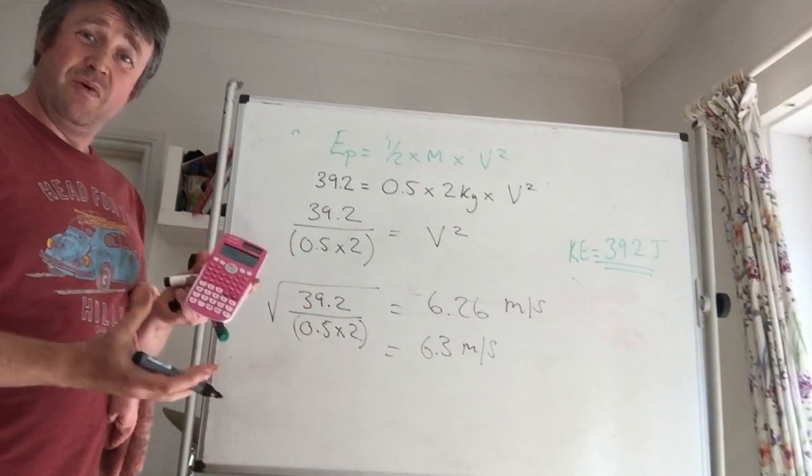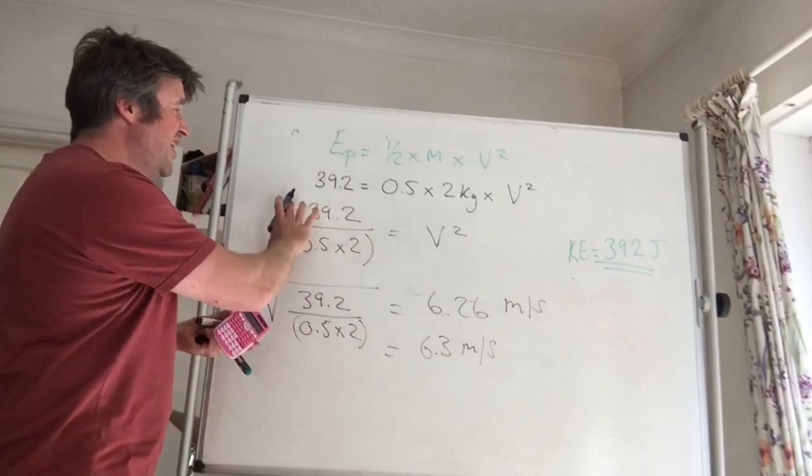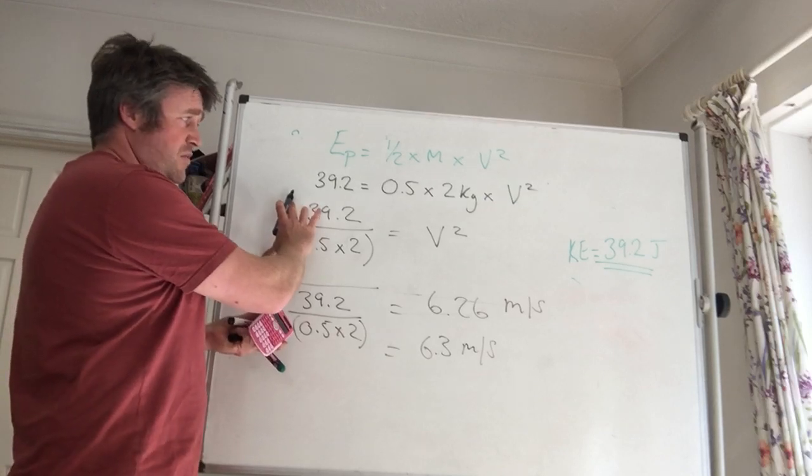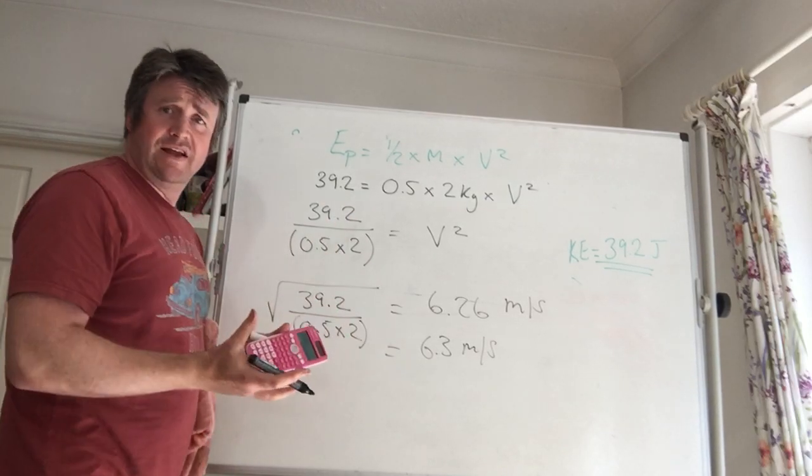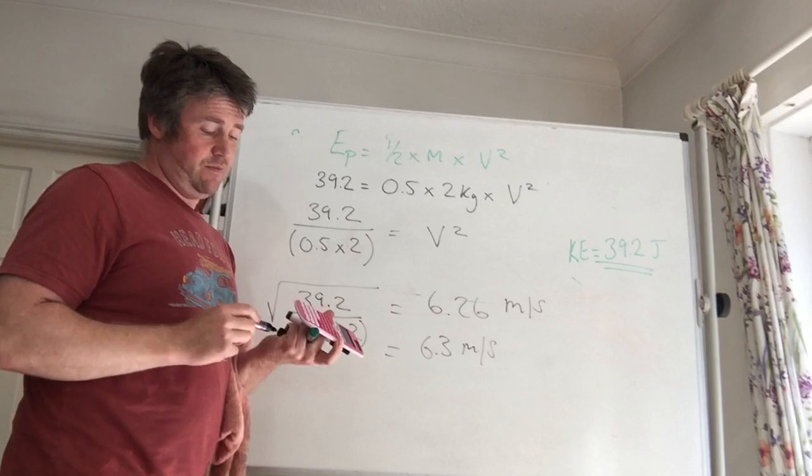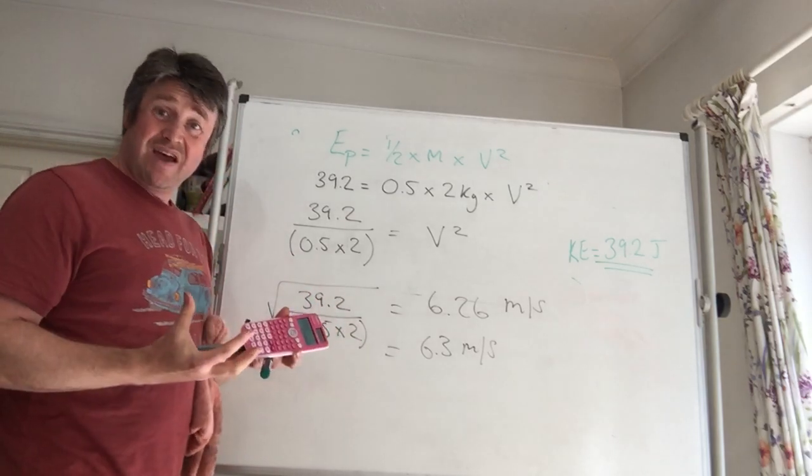So I can do all that on my calculator. If I wanted to, I could work that out, just work this bit out, and then square root the answer. It doesn't matter which way I do it. But that's the method of doing it.